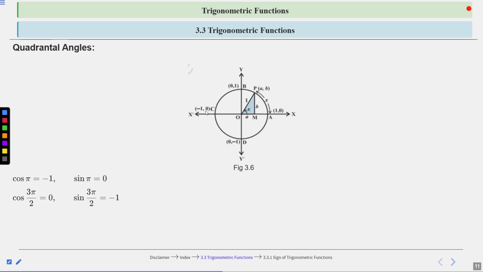Now cos 3 pi by 2 is equal to 0. See, 3 pi by 2 is here, this angle. So at 3 pi by 2 the coordinates are (0, -1), so cos 3 pi by 2 is 0 and sin 3 pi by 2 is -1. Cos 2 pi: 2 pi is again here, so cos 2 pi is equal to 1 again and sin 2 pi is equal to 0. Hope you understood all the angles.